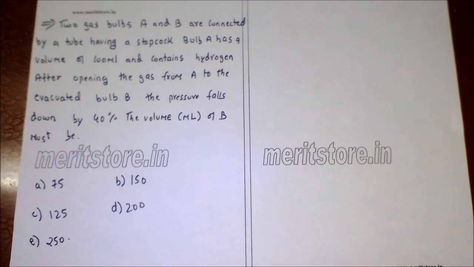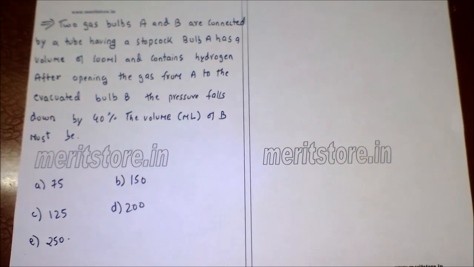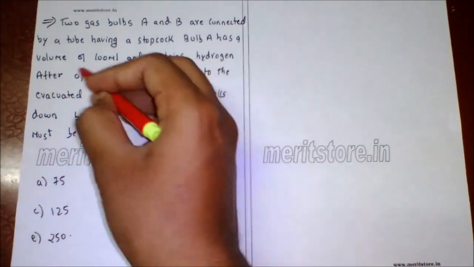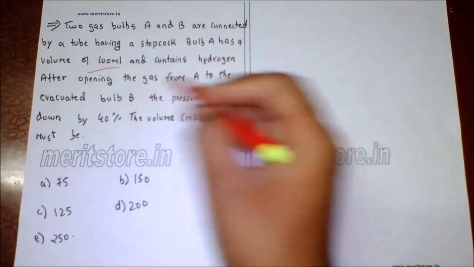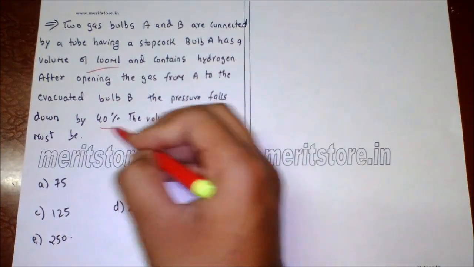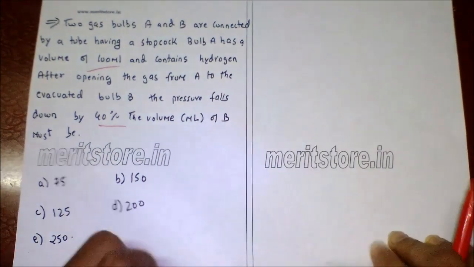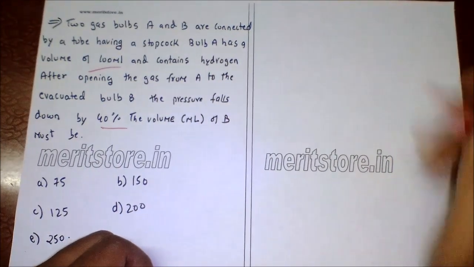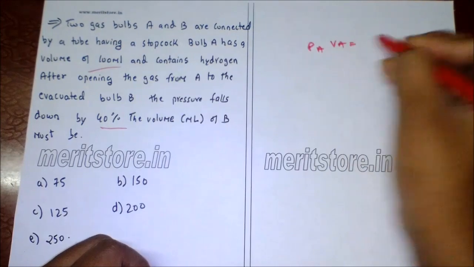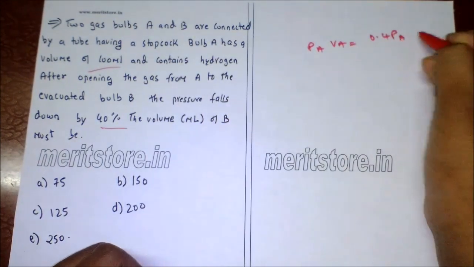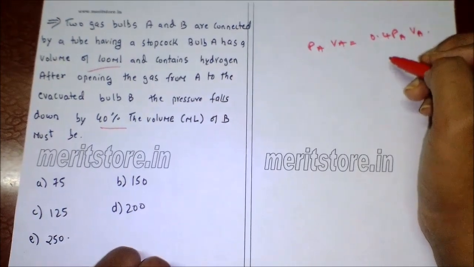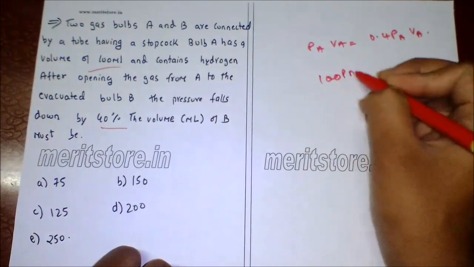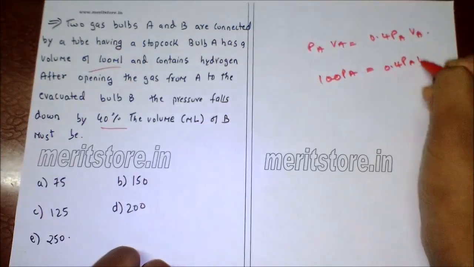Two bulbs, A and B, are connected by a tube having a stopcock. Bulb A has a volume of 100 ml and contains hydrogen. After opening the stopcock, the gas expands from A to the evacuated bulb B, and the pressure falls down to 40%. The volume of B will be? According to Boyle's law, PA VA is equal to 0.4 PA times the total volume, as the pressure falls down to 40%. So 100 PA is equal to 0.4 PA times (VA plus VB).